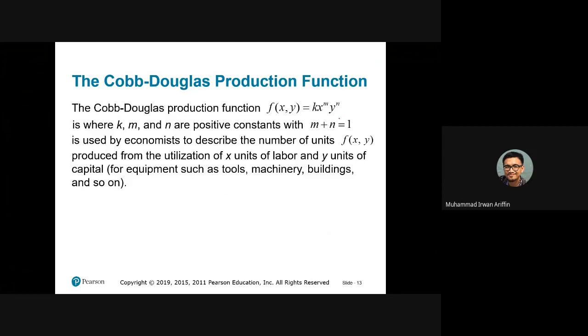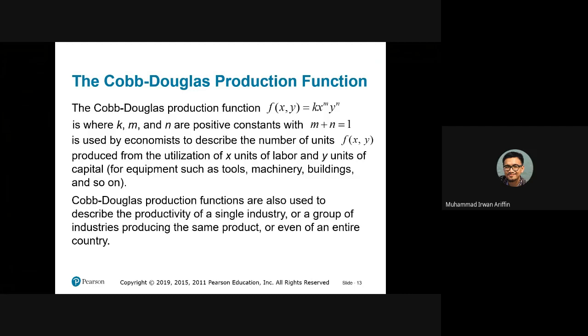And this is usually applicable when we have two inputs. This can be labor and capital, tools or machinery, buildings, and so on, when we have more than one input. The Cobb-Douglas production function is also used to describe the productivity of a single industry or a group of industries producing the same product, or even an entire economy in an entire country.